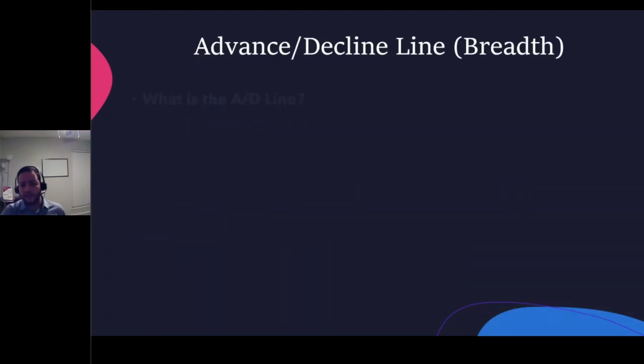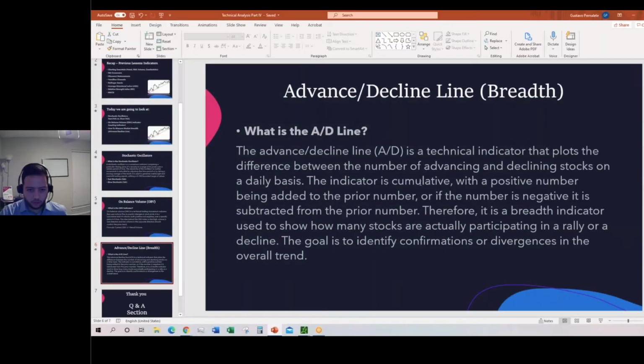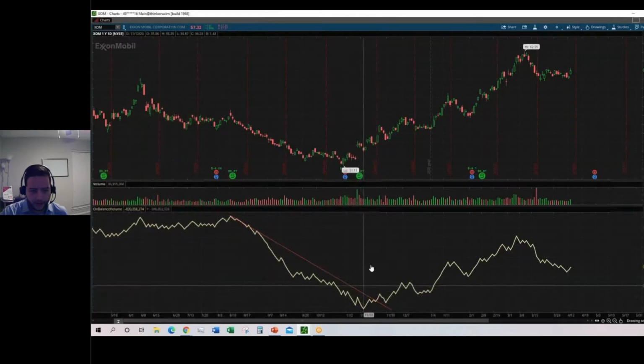So the advanced decline line, or breadth, is a technical indicator that plots the difference between the number of advancing and declining stocks on a daily basis. The indicator is cumulative, with a positive number being added to the prior number, or if the number is negative, it is subtracted from the prior number. Therefore, it is a breadth indicator used to show how many stocks are actually participating in a rally or in a decline. The goal is to identify confirmations or divergences in the overall trend. So why is breadth important, guys?